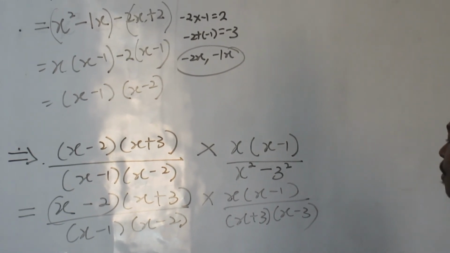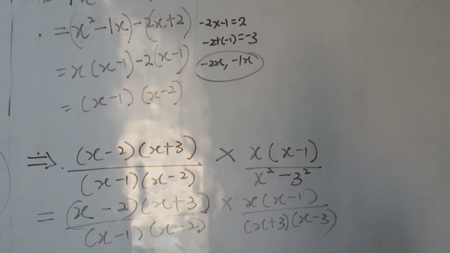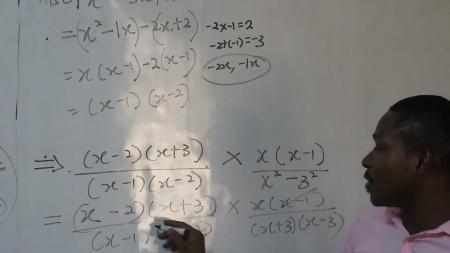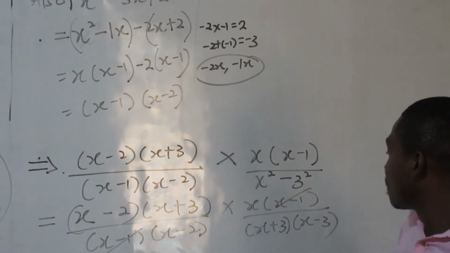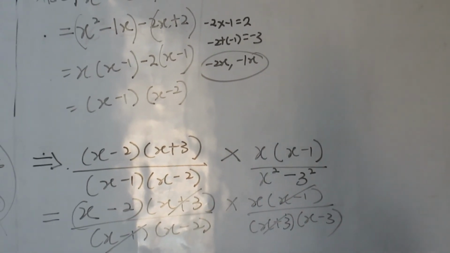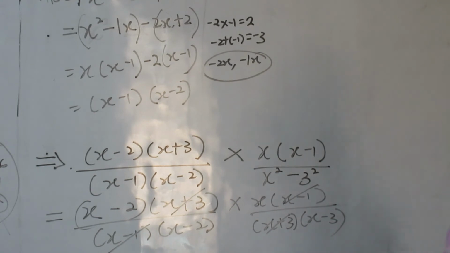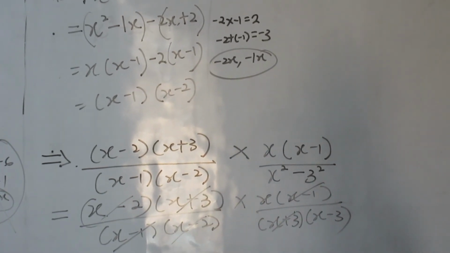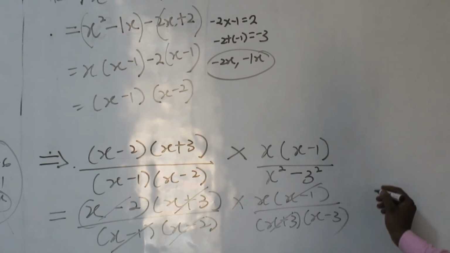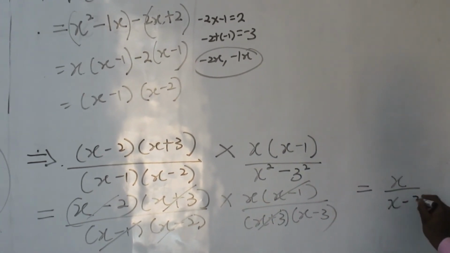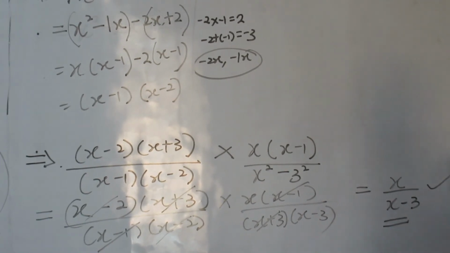Now, what do you see here? We can do some cancelling. So this and this can go off. This, that can also go off. I have this and that can also go off. Wow. I'm left with this and this. So this happens to be our answer. Good.